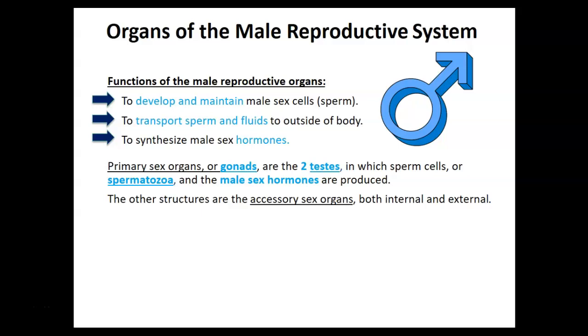So one of the main functions is going to be to maintain the sperm. So to make sure the sperm is essentially born, for lack of a better term, that it's healthy, that it can mature, and that it can leave the body appropriately. Another function of male reproductive organs is transportation of sperm and fluids outside of the body. We will talk about how the renal system, the urinary system, as well as the reproductive system merge in the vas deferens and the urethra in the male penis.